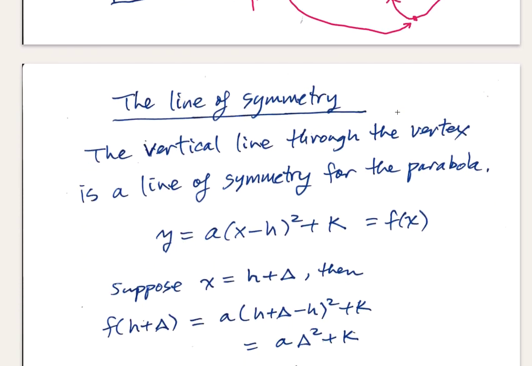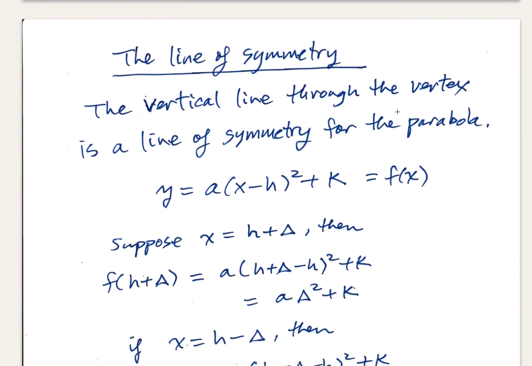You've seen this by looking at graphs of parabolas. There is a line of symmetry to a parabola. The vertical line through the vertex of any parabola is a line of symmetry for the parabola. So we've seen pictures of this before. If I've got some parabola that looks like this, and I've got the vertex down there, there's going to be a line of symmetry for that parabola right through the vertex.